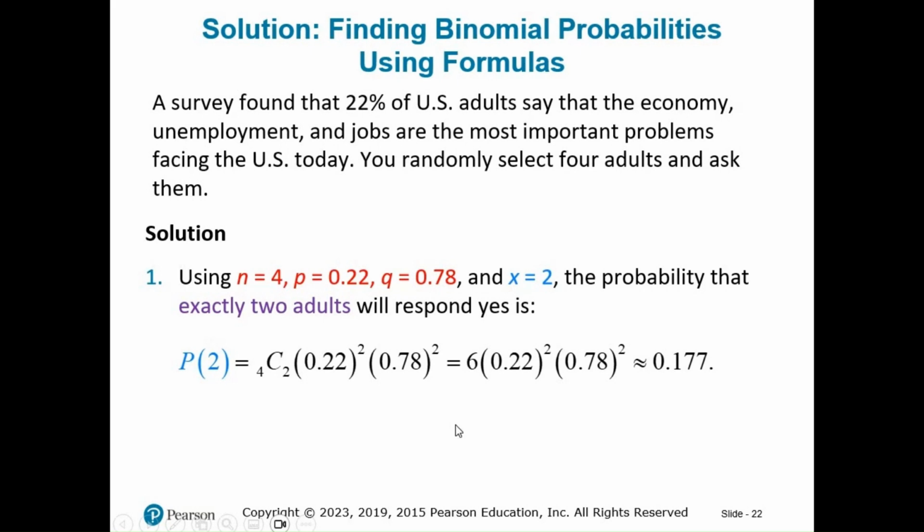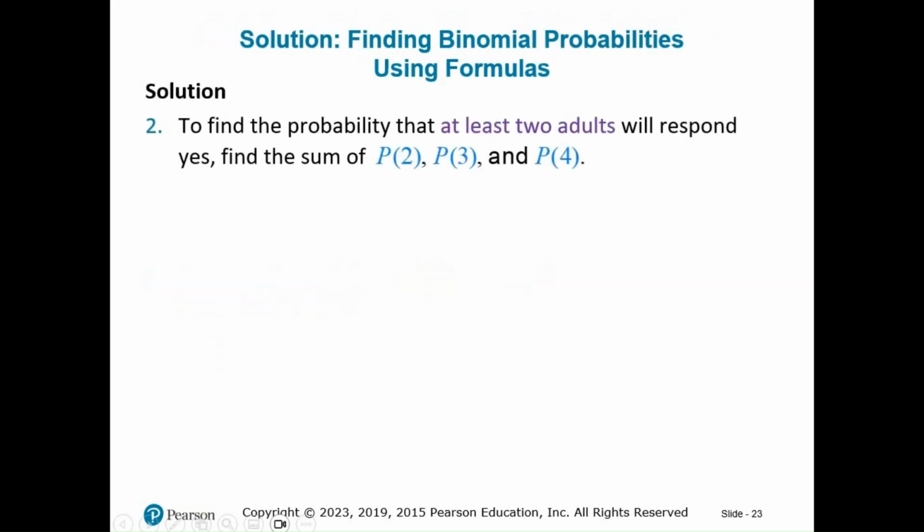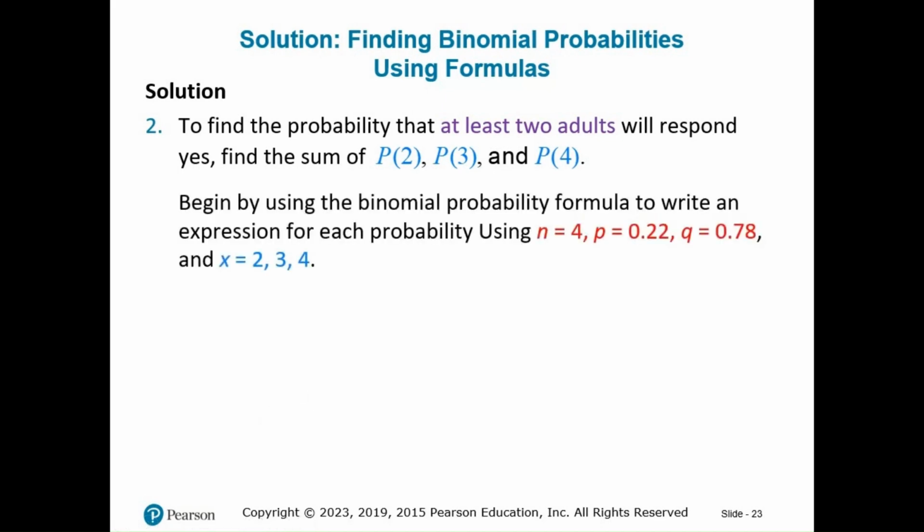Okay, let's do the next one. This one asks to find the probability that at least 2 adults will respond yes. To do this one, we're going to need to find all the values of the probabilities of x values from 2 to 4, since n equals 4. So we need to find the probability for x equals 2, 3, and 4. Plug this into the formula for those values. Here's what the process looks like. So we have the formula, and we have our values. We're going to use the same values of n, p, and q, but we're going to use different x values for each time we plug in the formula.